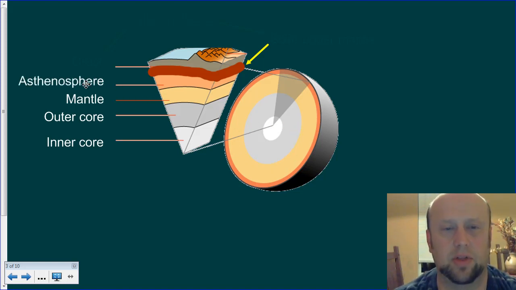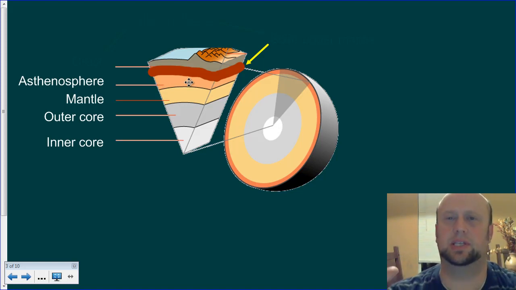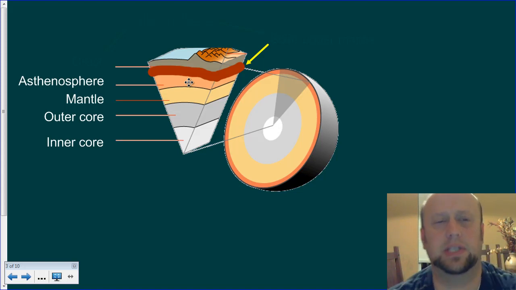The upper layer of the mantle is known as the asthenosphere. And this is semi-solid, semi-liquid. It's really ductile. We could say that it's molten in a sense. It's liquid in the sense of being a fluid. It can flow a little bit and move around, and that's going to be pretty important to us.